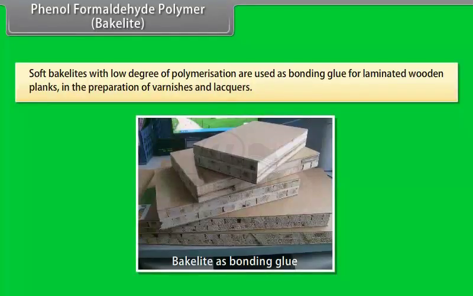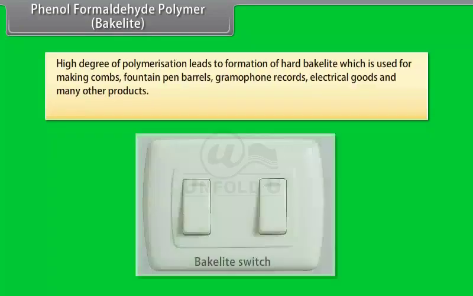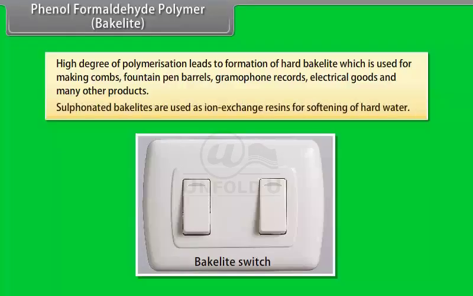Soft Bakelites with low degree of polymerization are used as bonding glue for laminated wooden planks and in the preparation of varnishes and lacquers. High degree of polymerization leads to formation of hard Bakelite, which is used for making combs, fountain pen barrels, gramophone records, electrical goods and many other products. Sulfonated Bakelites are used as ion exchange resins for softening of hard water.